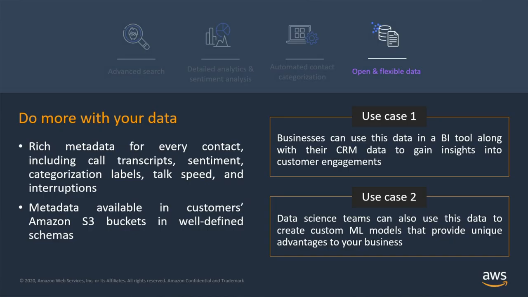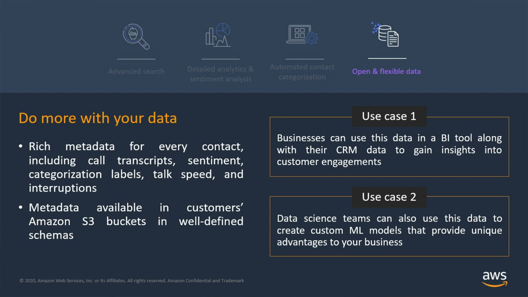Finally, we realize that companies want to tackle more use cases beyond the ones that Contact Lens addresses today and need the underlying data. Contact Lens produces an output file in your S3 bucket that contains all the underlying metadata, such as transcriptions, sentiment scores, categorization labels, talk speed, interruptions, and call driver issues. Organizations can leverage this data in various existing systems and don't need to invest in new tooling.